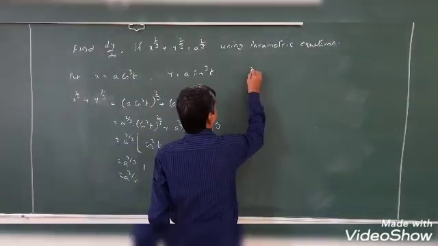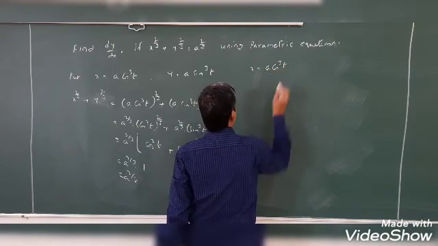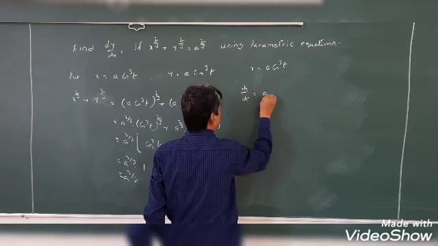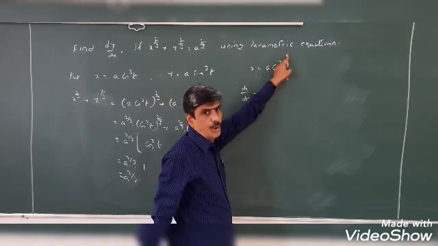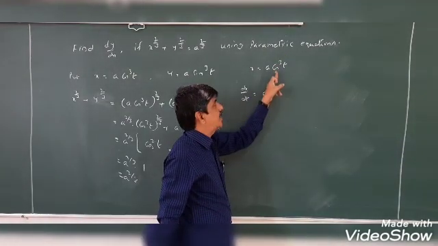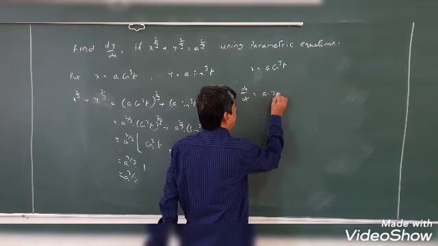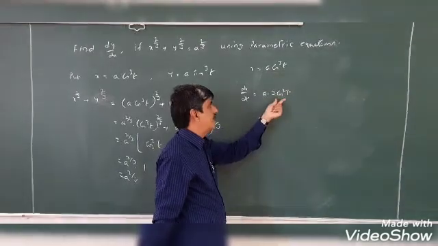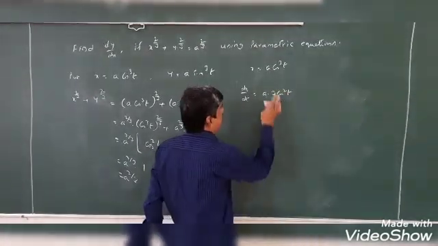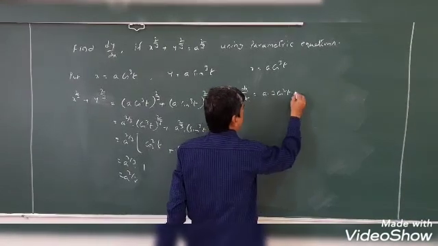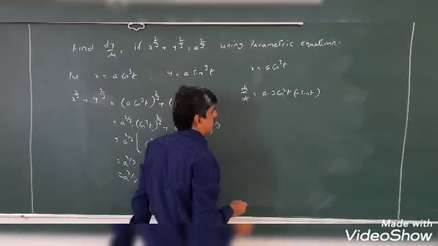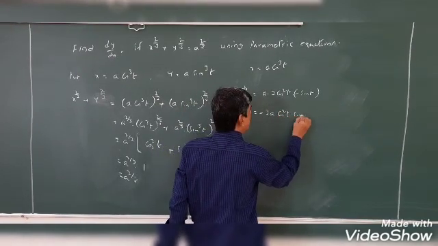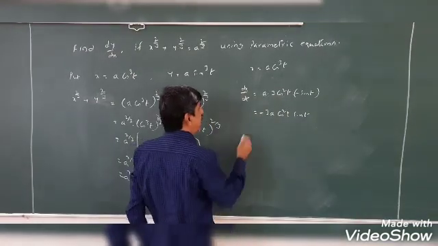So here x is equal to a cos cube t. Then differentiate with respect to t on both sides. So dx by dt is equal to a times cos t whole cube. First it is the formula for x cube: the derivative of x cube is 3x square. So in the place of x here is cos t, so cos square. Then differentiate cos t: the derivative of cos t is minus sin t. So this is minus 3a cos square t into sin t.